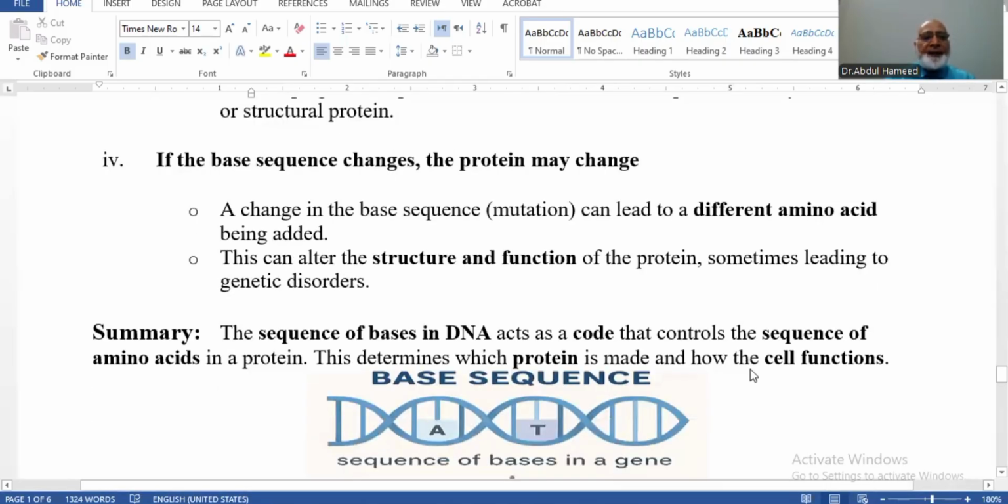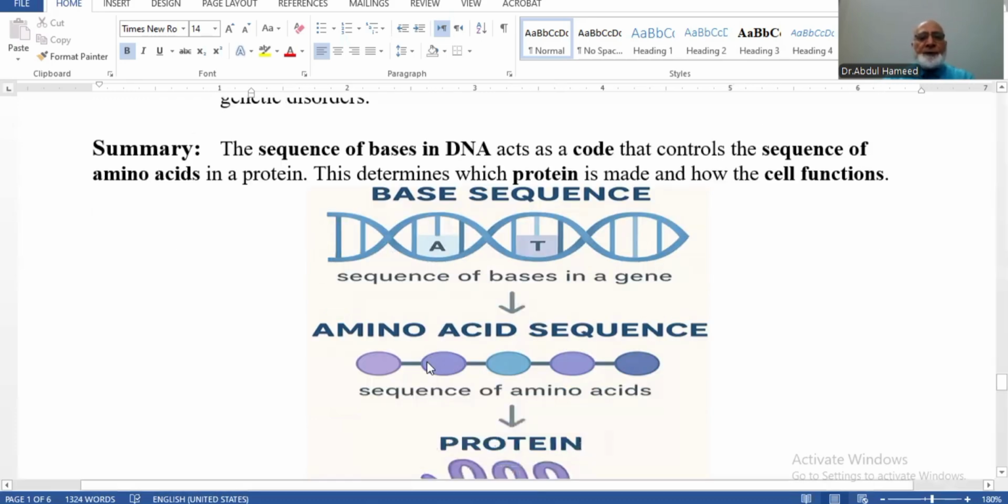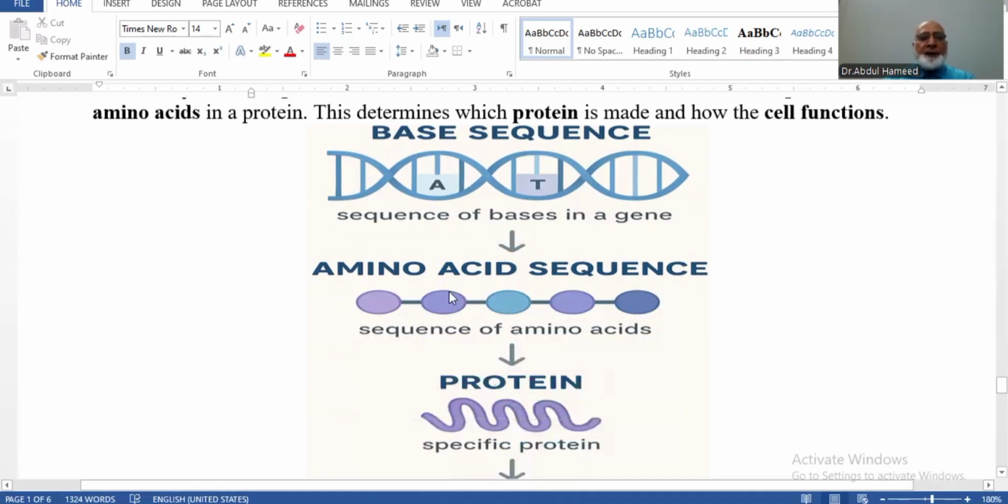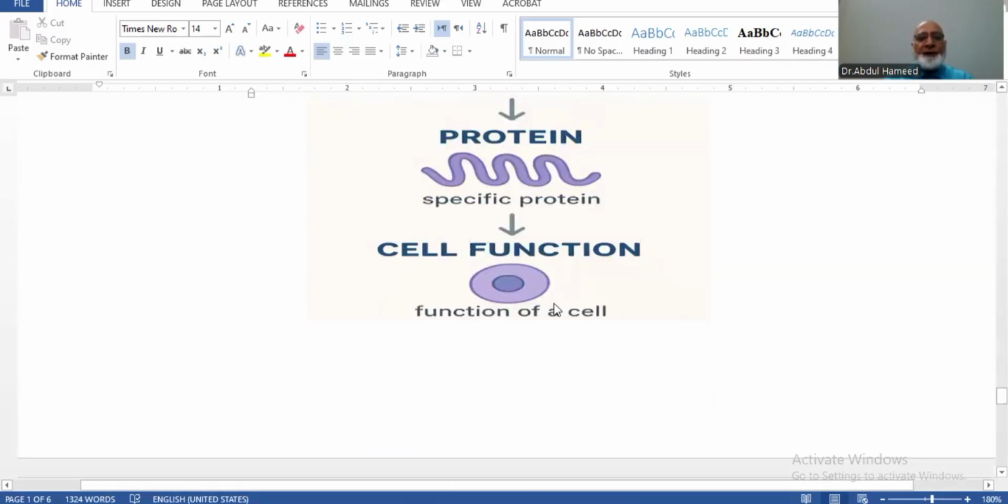So what is the summary? The sequence of bases in DNA acts as a code that controls the sequence of amino acids in a protein. This determines what protein is made and how the cell functions. So the base sequence in this DNA, A and T, is just a representation that the bases are there. Otherwise, 1, 2, and 3 are the strands showing the nucleotides. So the sequence of bases in a gene is responsible for the amino acid sequence in a protein, and proteins, when they get their shape, will be responsible for the cell function.